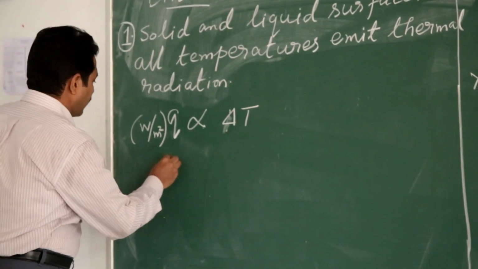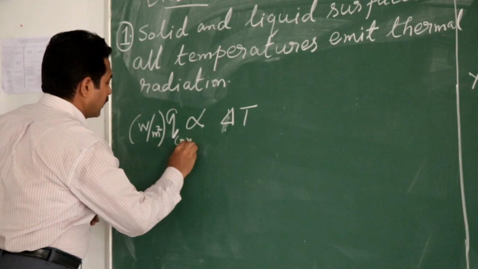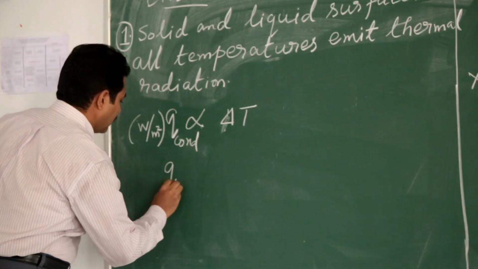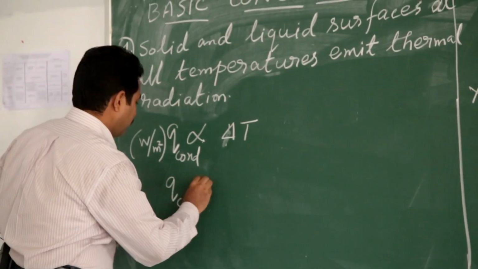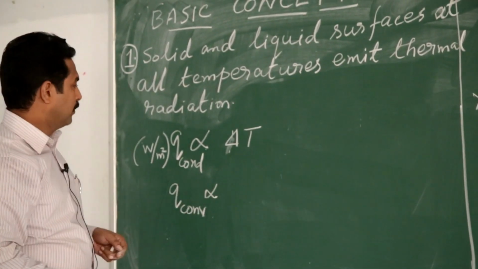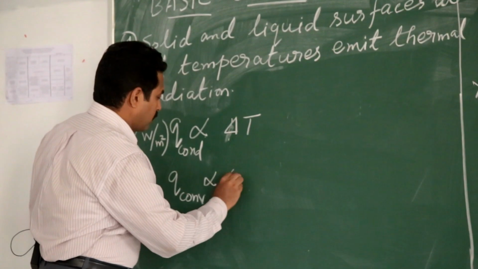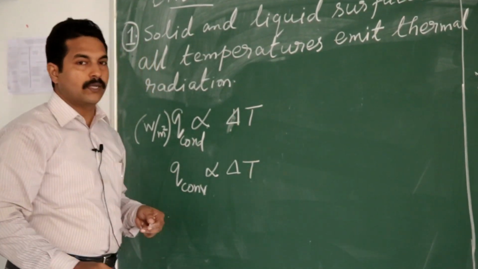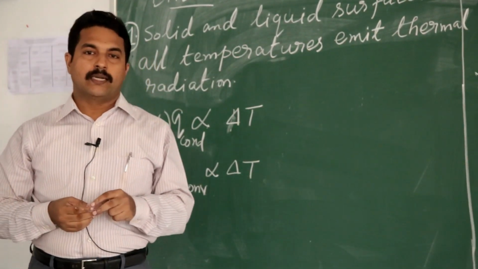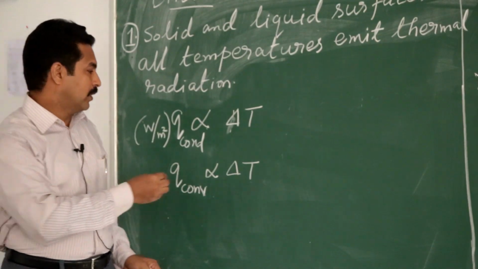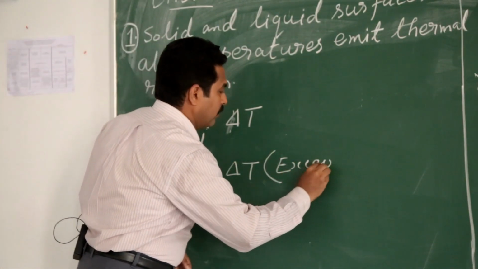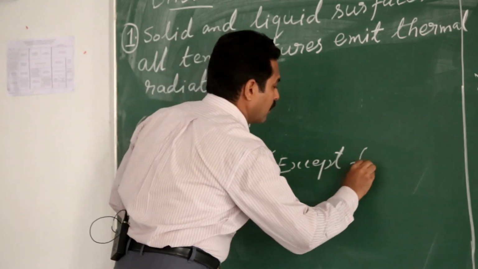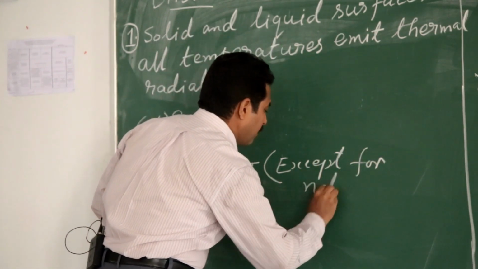And if we take the case of convection, the heat flux, again in watt per meter square, we can also write as proportional to delta T, except for natural convection. That's a special case, and we have to exempt that, except for natural convection.